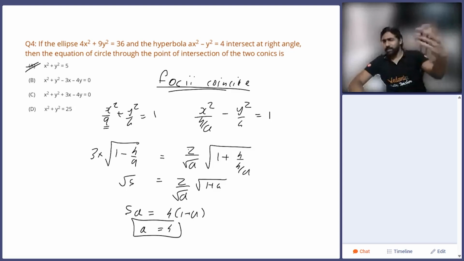Okay, you could find the point of intersections and then check it out. But this is a much quicker format. This is a much quicker way of solving the question. Got everyone?